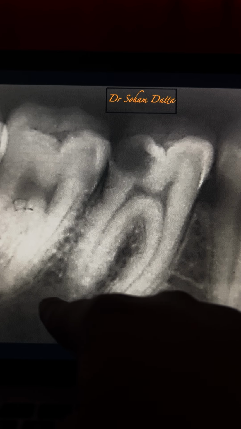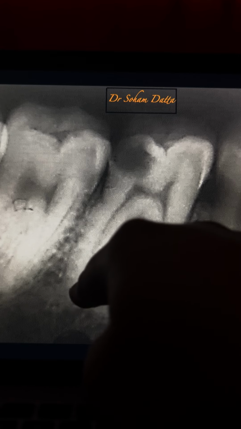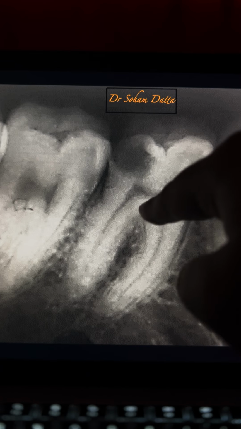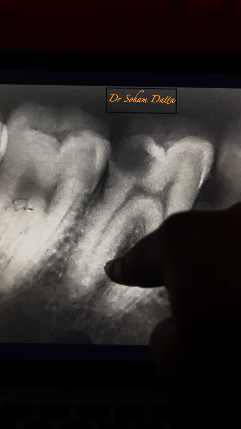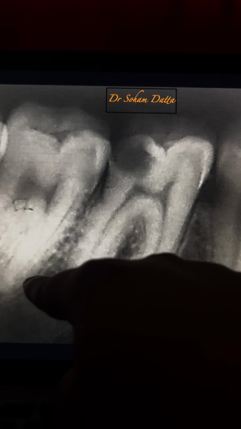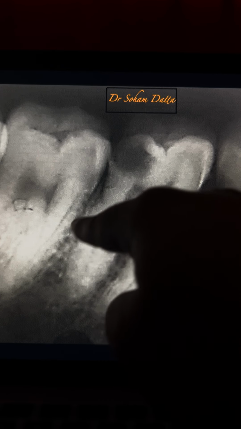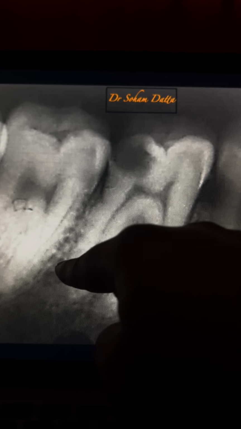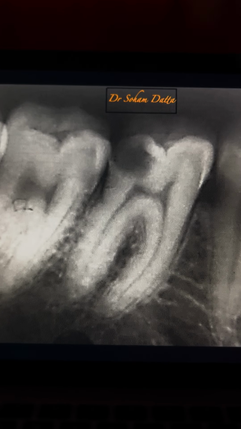There is a distal curvature, a sharp distal curvature present on the distal root of this right lower 6. If you track the PDL space, it goes like this and then turns abruptly towards the distal side, then goes like this and then turns like this, and again goes like this. This is the PDL space. So careful examination of the pre-operative X-ray is very crucial to manage your case better.